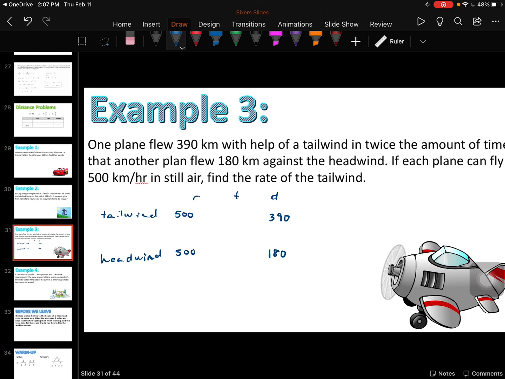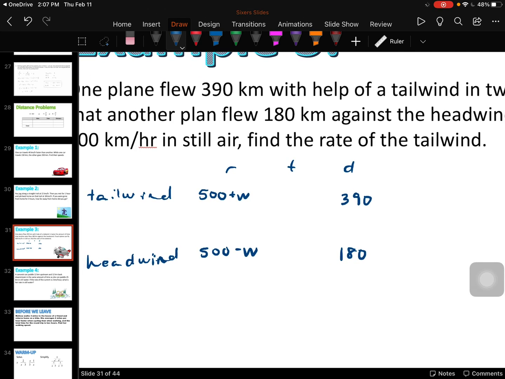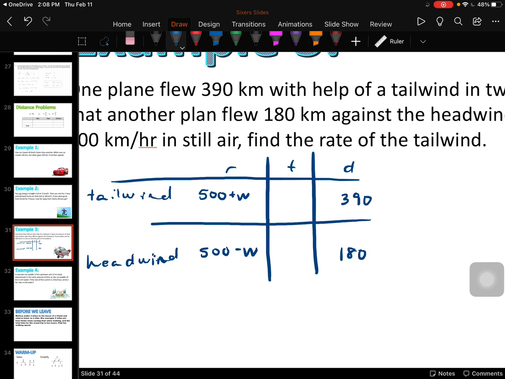Now the tailwind is getting the help. So I'm going to say 500 plus W. That's making the rate increase. It's going faster. The headwind is getting hurt by the wind. So that's going to be 500 minus W. Now we're all set up. We have everything we need, so we know we can solve for T here.